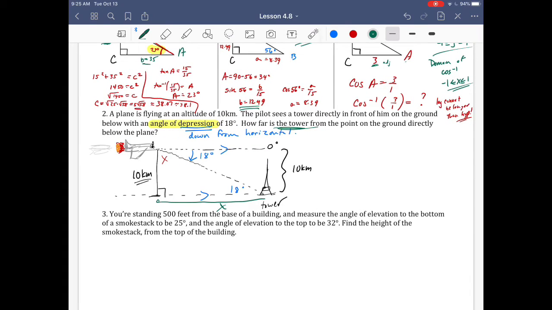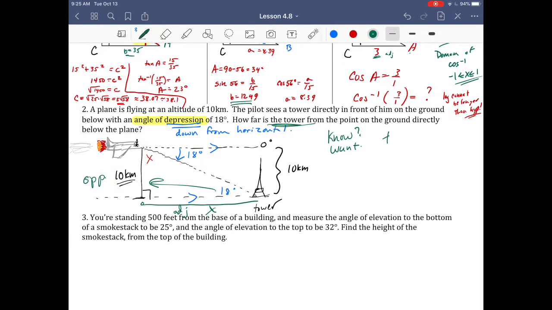So what do we have? What do we know? What do we want to know? We know the opposite. We want the adjacent. What do opposite and adjacent combine to make? We'll use tangent. So tangent of 18 is equal to 10 over x. So take a second and figure that one out.